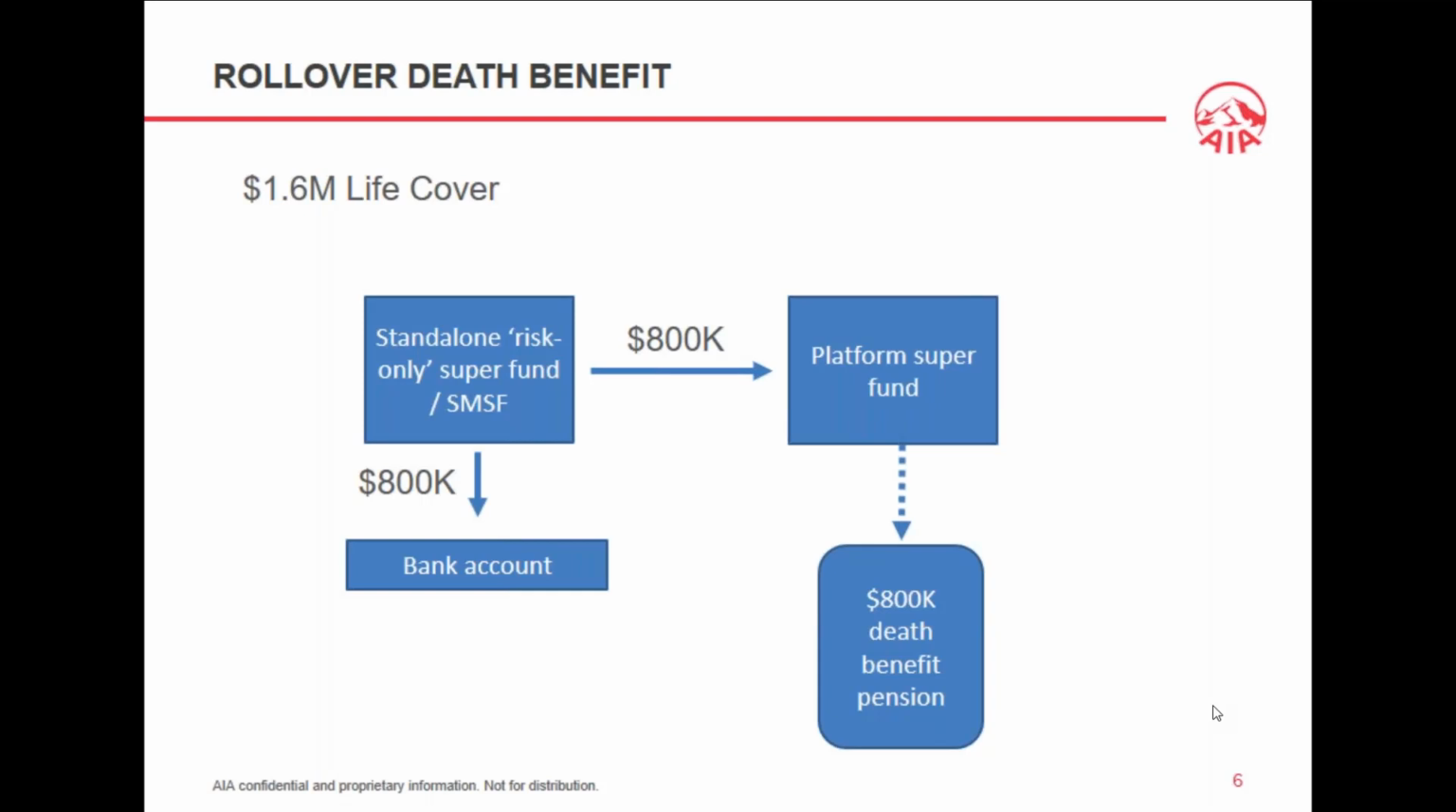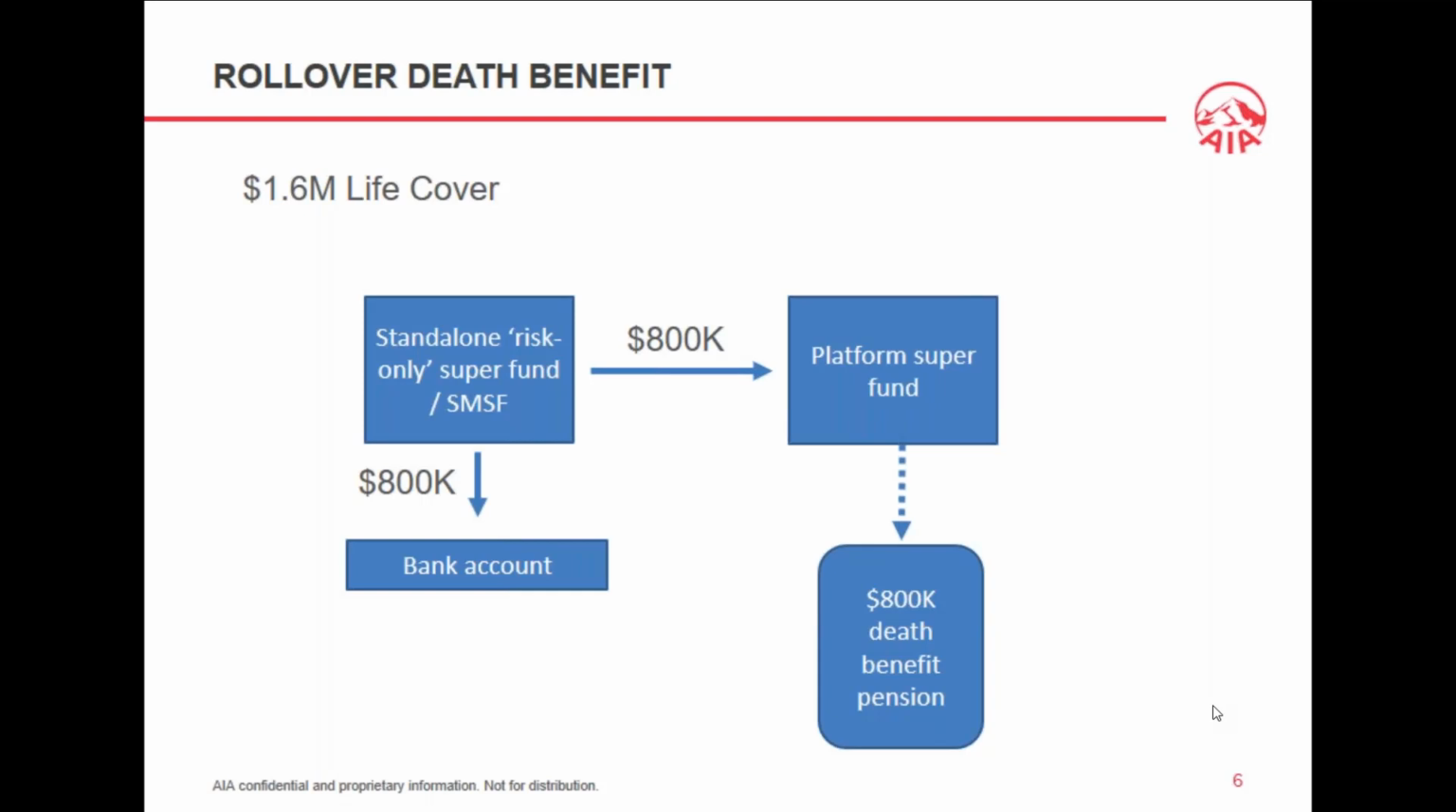But it's the subtle change to the tax law from 1 July this year that now allows mum in this instance to roll over the $800,000 from the standalone super fund into a platform super fund for the purposes of purchasing or commencing an $800,000 death benefit superannuation income stream.